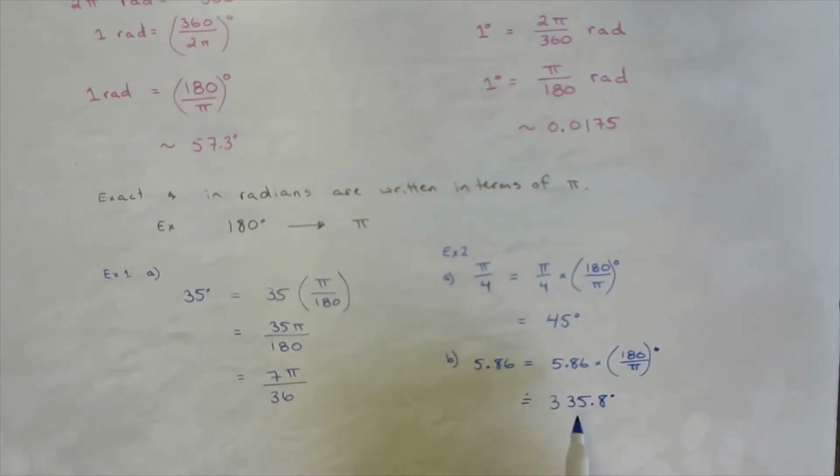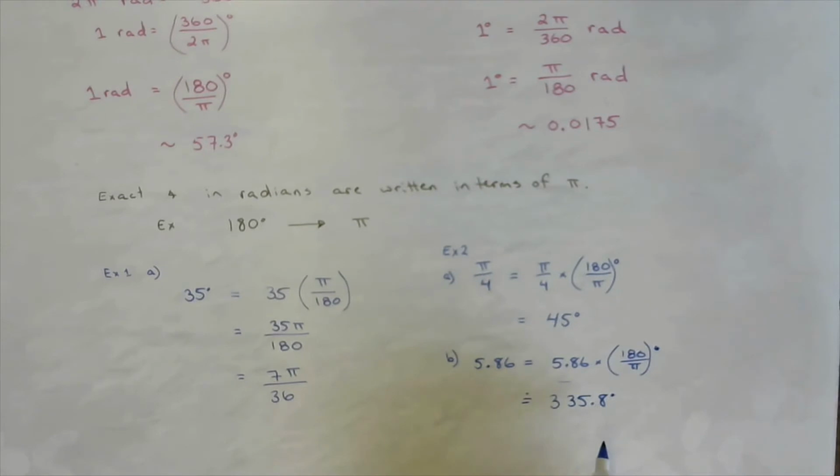So you can see that's quite a high number. That's almost a full revolution around the circle. And that makes sense because 1 full revolution would be 2 pi, which is about 6.28. So 5.8 is getting pretty close to 6.2 or 6.3. It's almost all the way around the circle. It's 335.8 out of the 360 degrees of a full revolution.